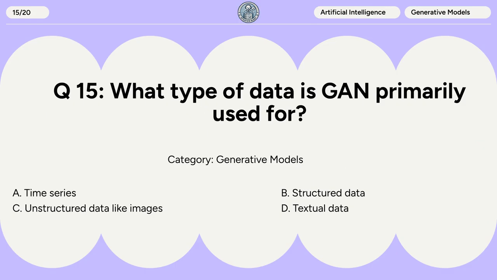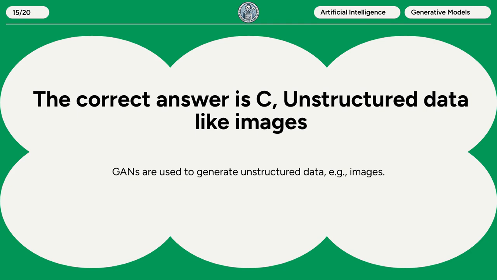Question 15. What type of data is GAN primarily used for? A. Time series. B. Structured data. C. Unstructured data like images. D. Textual data. The correct answer is C. Unstructured data like images. GANs are used to generate unstructured data, e.g., images.